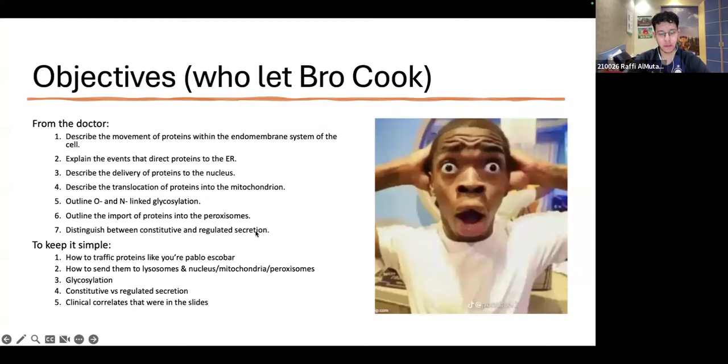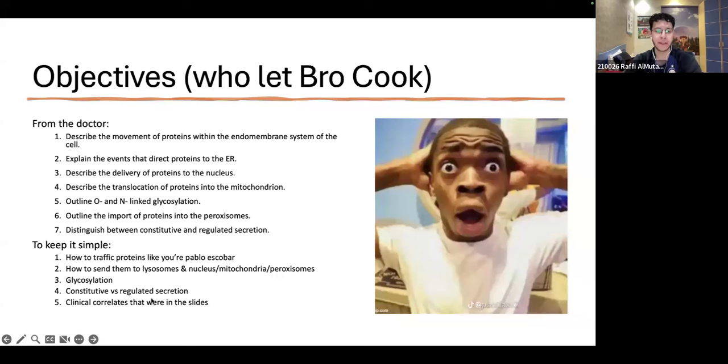So here are the objectives. Based on the doctor's lecture, there are all these objectives, and honestly, 7 objectives seems like a lot for a 20-slide PowerPoint. But we'll just keep it simple. We're just going to talk about what it means when we traffic a protein, the target sites that we send them to, like lysosomes, nucleus, mitochondria, peroxisomes, glycosylation and what that means, the difference between constitutive and regulated secretion, and then some clinical correlates.